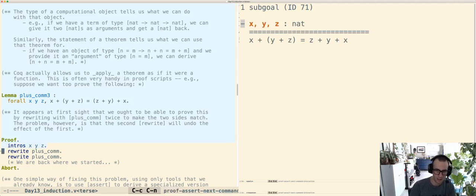Now, if you remember the plus_comm theorem, this theorem isn't so hard. You might say, okay, let x, y, and z be given. Let's rewrite with plus_comm to start swapping it. All right, we're almost there. We just got to swap z and y. Let's do plus_comm one more time. Wait, no. Oh, what happened?